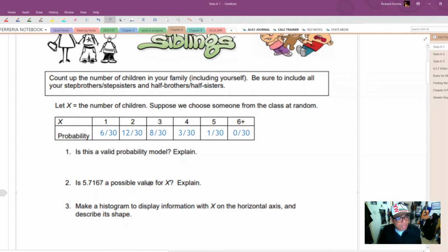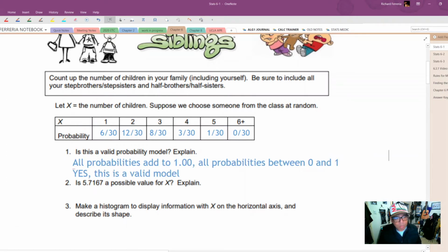We had 30 students in stats, and 6 out of the 30 had one sibling, 12 out of the 30 had 2 siblings, etc., down the line. So is this a valid probability model? Okay, all the probabilities add up to 1, and all the probabilities are between 0 and 1. So yes, this is a valid probability model.